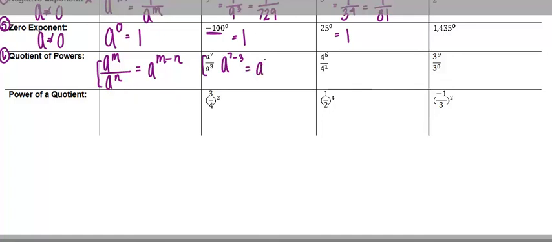So let's take a look at this. In example 1, our bases are the same, so I can simplify this. I can go ahead and say a to the power of 7 minus 3.